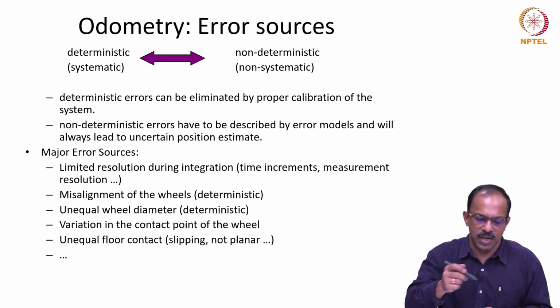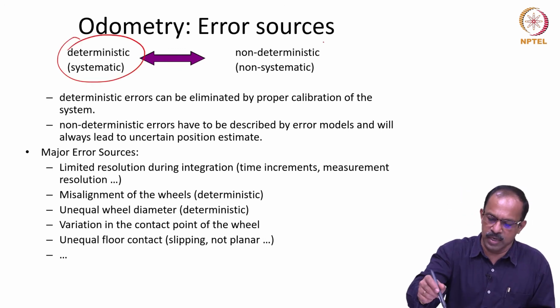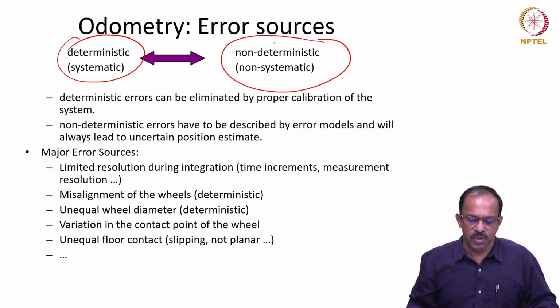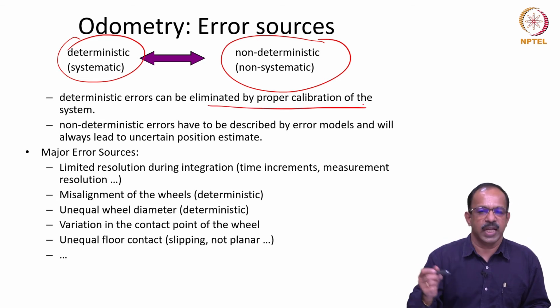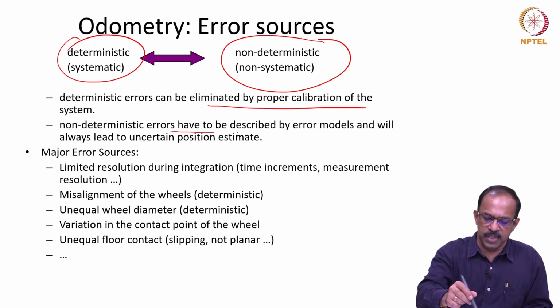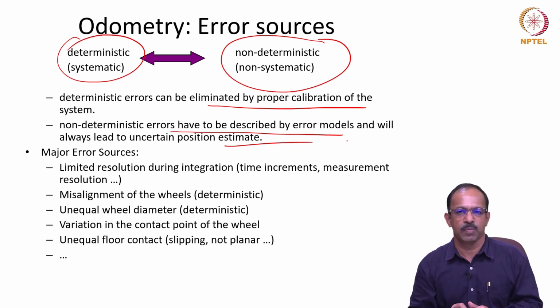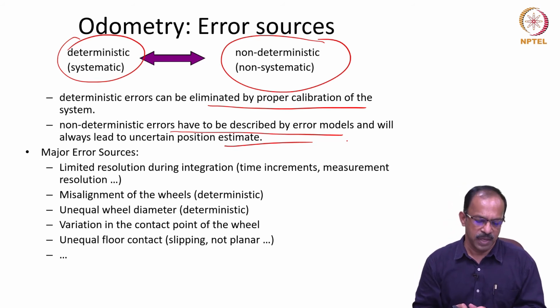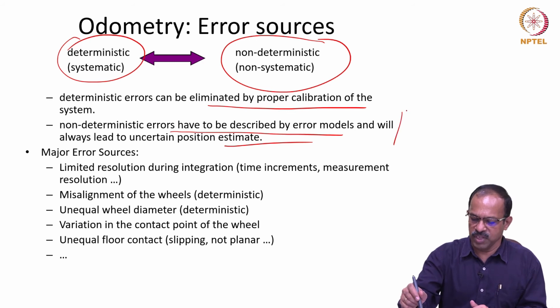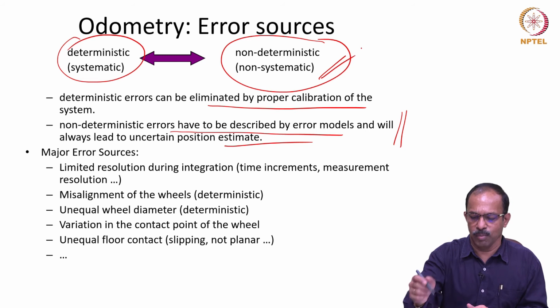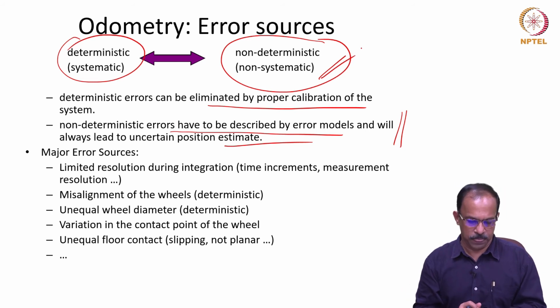I already mentioned the error sources. We will have deterministic errors and non-deterministic errors. These deterministic errors can be eliminated by calibration, but non-deterministic errors need to be modeled by some methods. So, we use the probabilistic model, as I mentioned earlier, to model the non-deterministic errors.